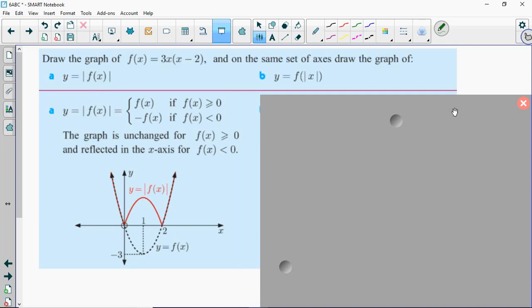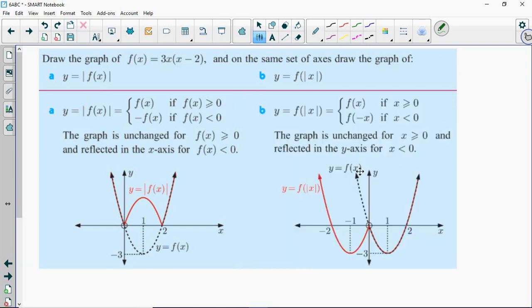For the second one, here's our original parabola. And then we're going to take all of these positive x values, and we copy those over here to the left of the y-axis. In my experience, this one takes a little getting used to, but you'll figure it out with a little bit of practice.